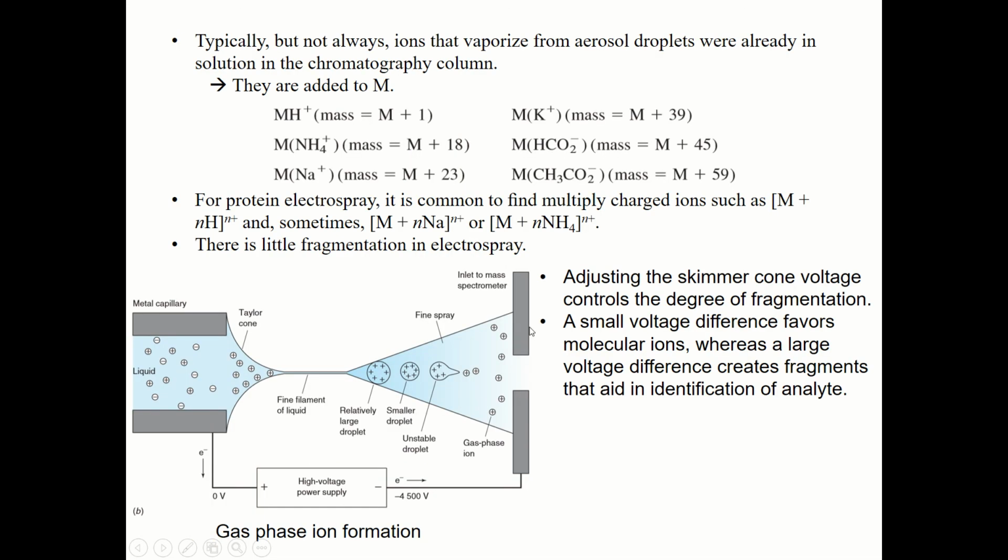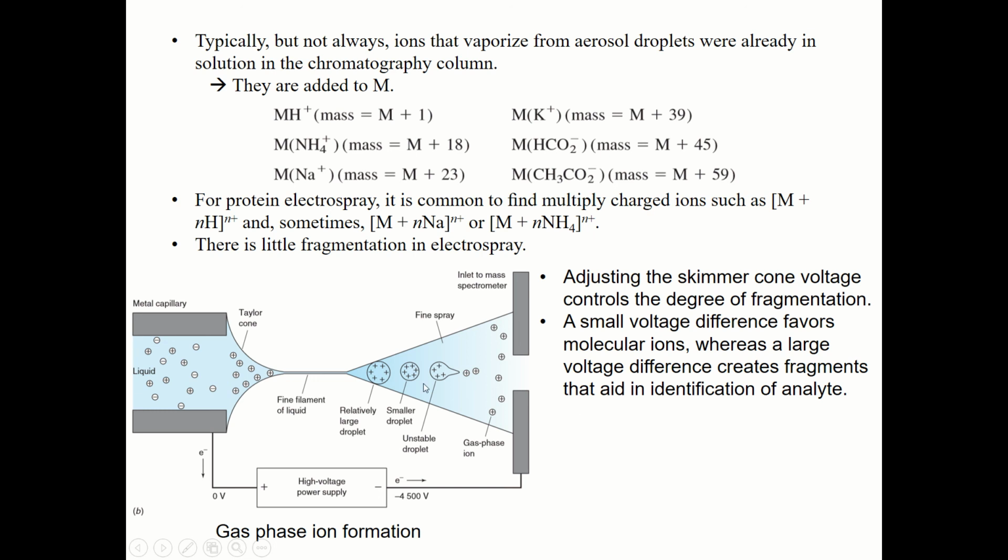Here is the inlet to the mass spectrometer, and here the liquid now contains positive and negative ions, and this is a Taylor cone, and this is the shape between the metal capillary and the inlet to the mass spectrometer. Now you apply a very high voltage between these two plates, and eventually these gas phase ions enter the mass spectrometer. Adjusting the skimmer cone voltage controls the degree of fragmentation. A small voltage difference favors molecular ion, whereas a large voltage difference creates fragments that aid in identification of the analyte.